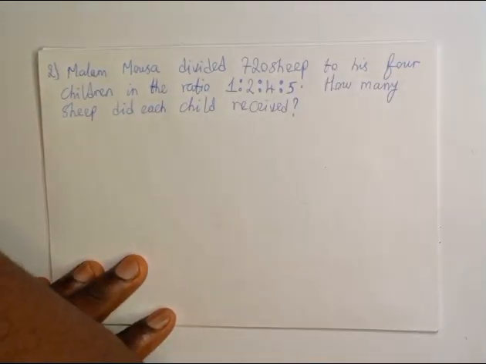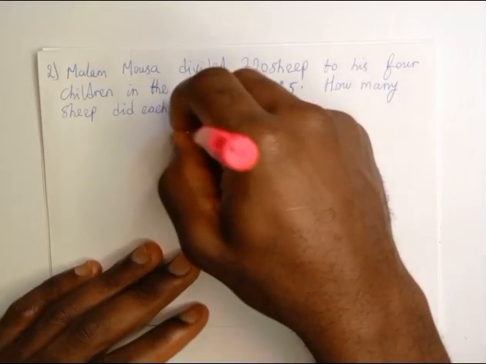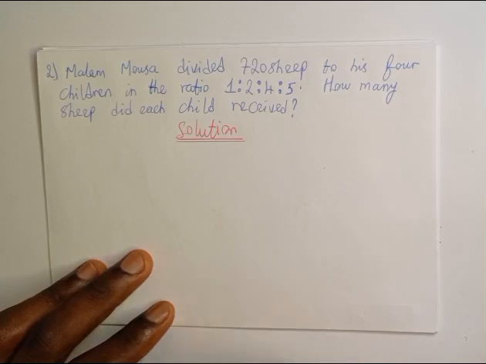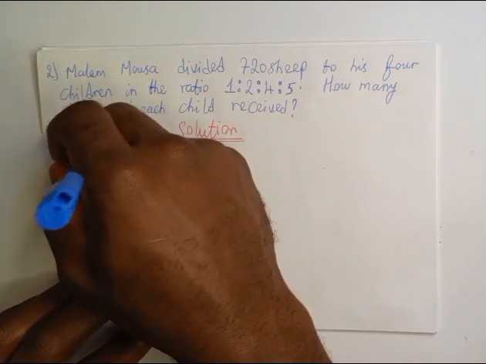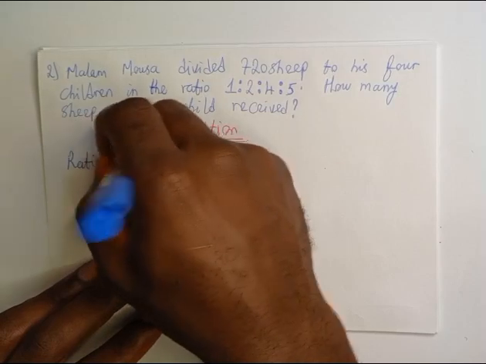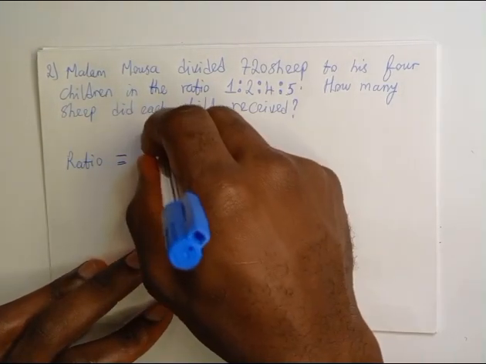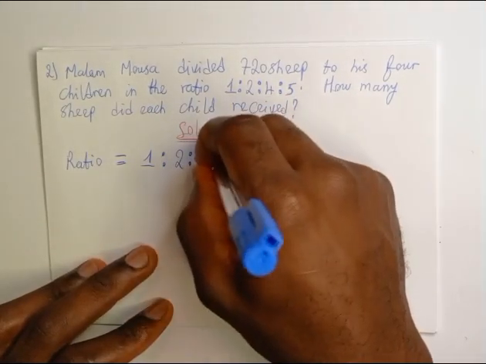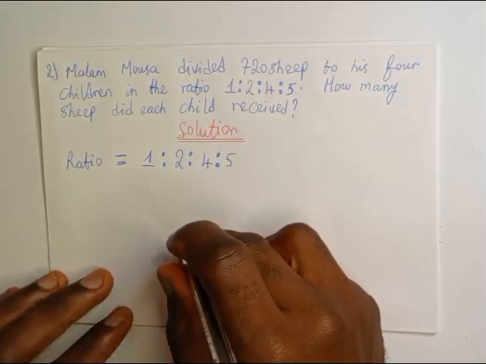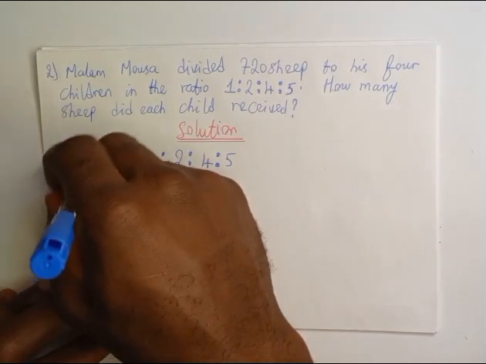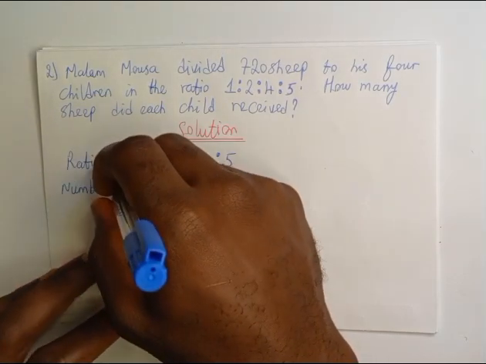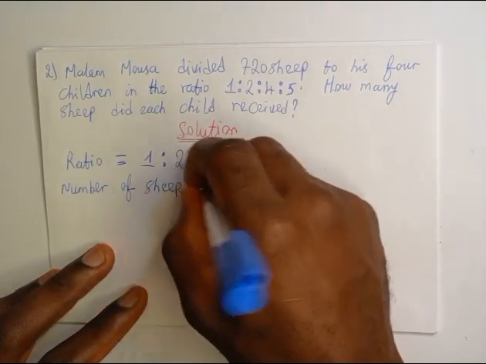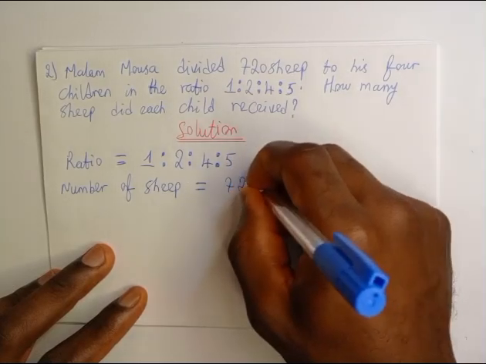Take solution. We are going to present all the given information in the problem. First, we have the ratio. The ratio is simply equal to 1:2:4:5. Next, the number of sheep the goat shed is equal to 720 sheep.